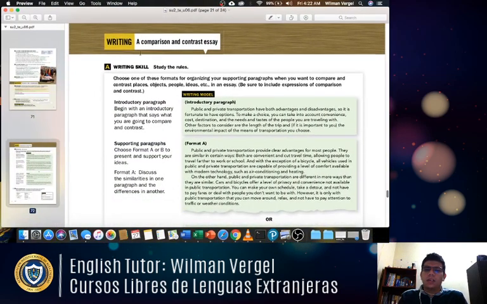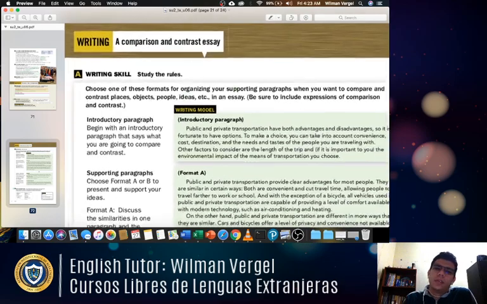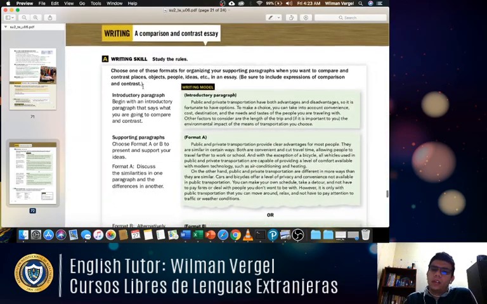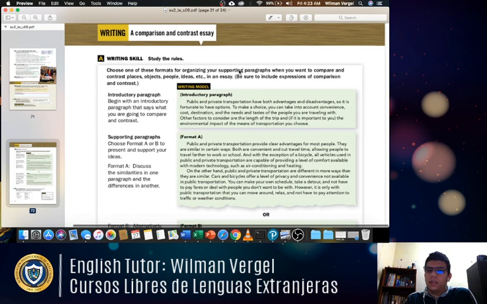The writing for this unit is about a comparison and contrast essay. Sometimes we also call these kinds of essays for and against essays because you have two different perspectives. You have differences and similarities. It all depends on what you're comparing or contrasting. It says choose one of these formats for organizing your supporting paragraphs when you want to compare and contrast places, objects, people, ideas, etc. in an essay. Be sure to include expressions of comparison and contrast.